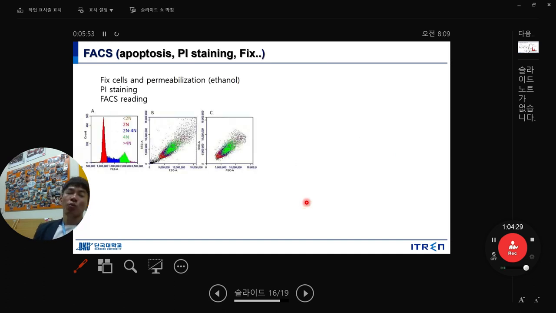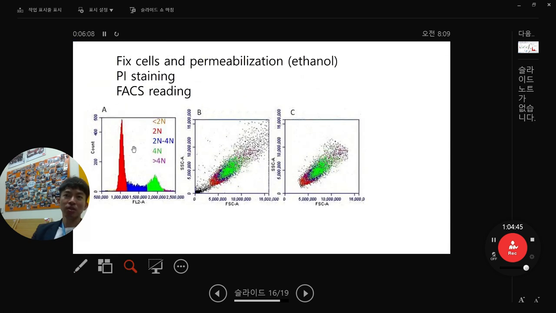Okay, and then we can use PI staining after fixation to check apoptosis. Fix the cell, permeabilize using ethanol, do PI staining, and FACS reading like this. This is the PI stained intensity, and this is your count. Let's say this is 2N, meaning a normal cell. 4N means when they enter S phase, the DNA amount is double. This blue is in between. FSC and SSC are some kind of cell integrity, or cell width or length, or cell volume. Just imagine it like that. So they correlate: 2N from this part, 4N from this part because they are bigger.